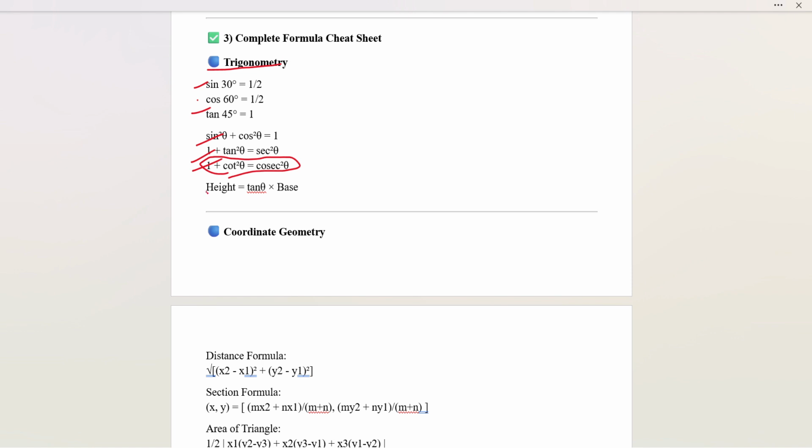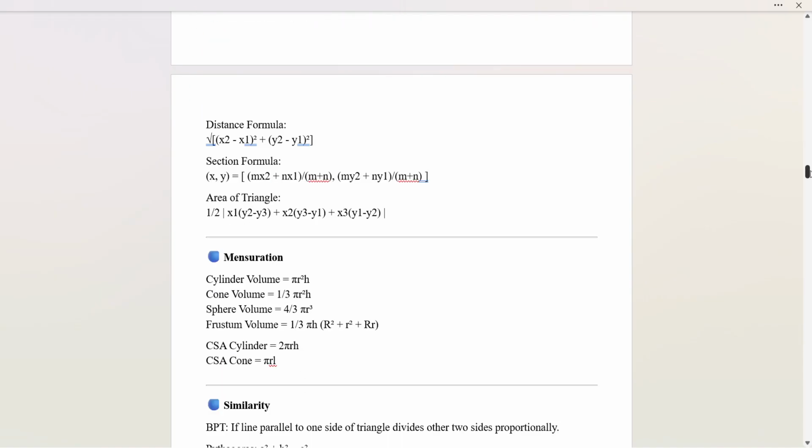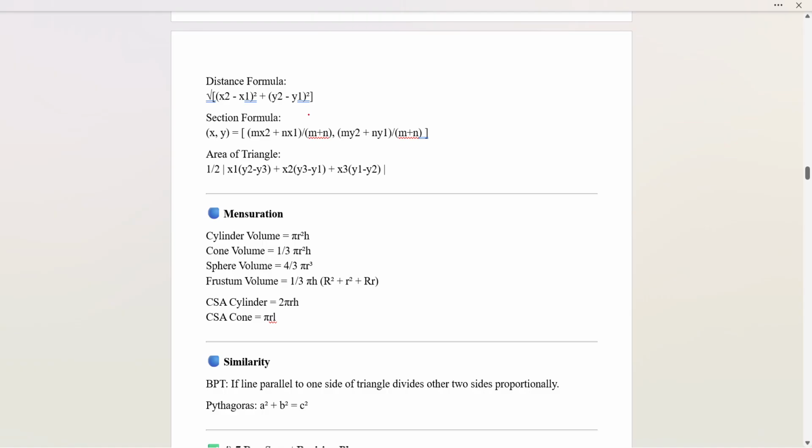So move to the next. It is height is equal to tan theta into base. So move to the next. It is coordinate geometry. So from that, here distance formula, section formula, and area of triangle formula. So prepare those 3 formulas from your book.